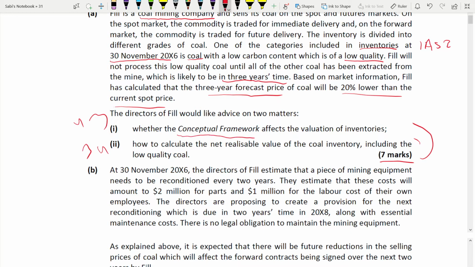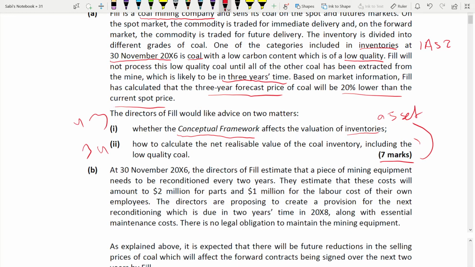You should have a knowledge of conceptual framework. First lecture started with conceptual framework. Why can the conceptual framework affect the valuation of inventory? What is inventory? First of all, it's an asset. So asset definition, recognition, everything is included in conceptual framework. So now using that knowledge, you can talk about it.